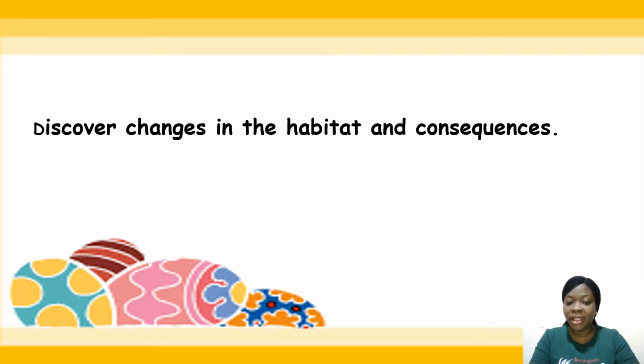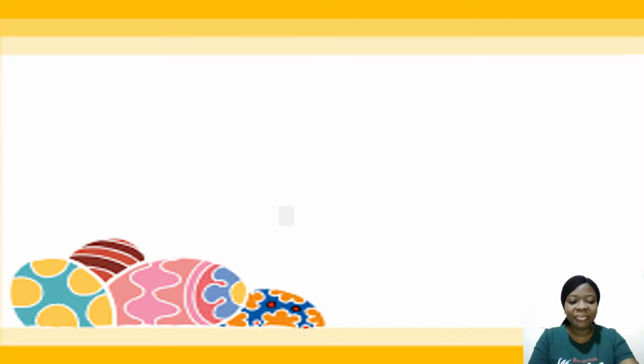In today's lesson, we're going to discover changes in the habitat and consequences. By the end of today's lesson, you should be able to tell what a habitat is. You should be able to tell some of the changes that happen in a habitat and the consequences of these changes with reference to the Great Barrier Reef. Come along, let's learn together.